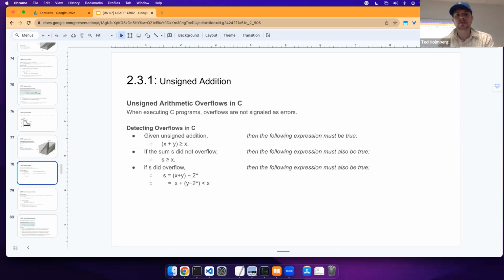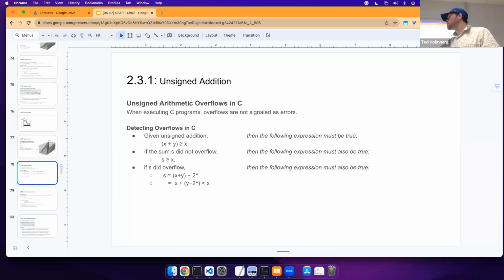Okay. So let's talk about unsigned arithmetic overflows, especially as they relate to C, the C programming language, the one that we're learning how to use. So when we execute our C programs, overflows are not signaled as errors, right? They occur, they're valid. And so when you go to detect an overflow in C, you can think of this as checking the values before and after your operation.